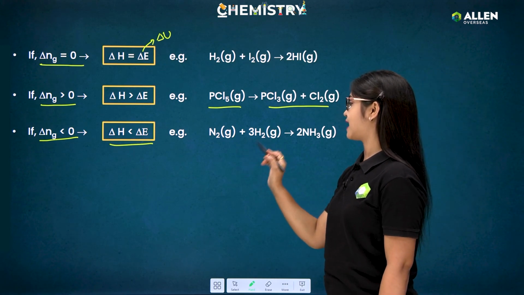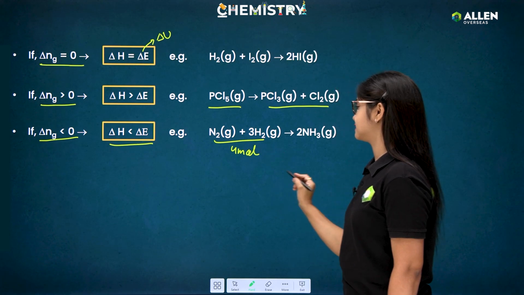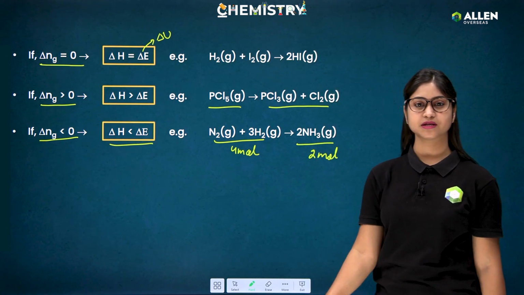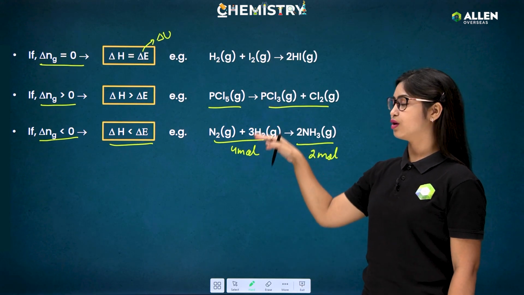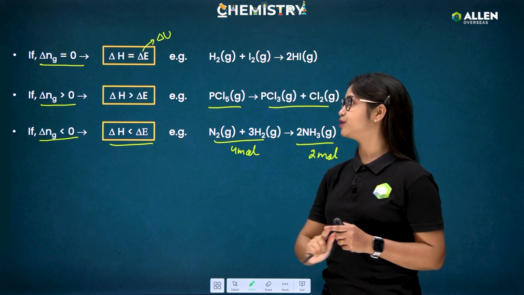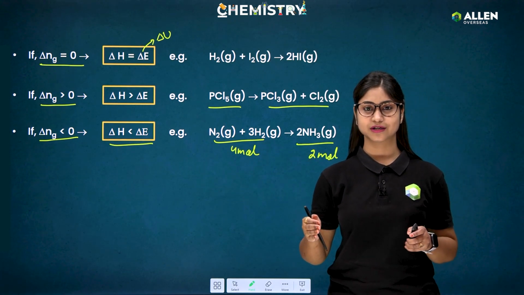So nitrogen and hydrogen, these are the 4 moles at the reactant side, and at the product side, we have 2 moles. So 2 minus 4, that is minus 2. So on the basis of the value of delta Ng, we can find the relation between delta H and delta U, enthalpy change and internal energy change.